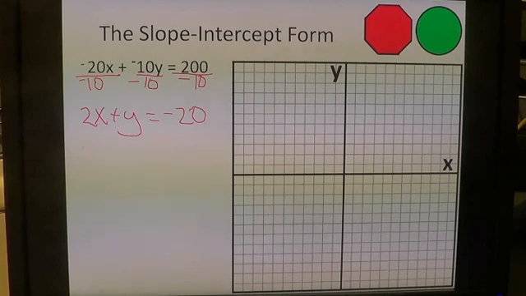And now I got a 2x that I need to move to the other side. It will become negative, so I have y equals negative 2x minus 20. And remember, that's just the same thing as the fraction 2 over 1. So I have a problem. My graph isn't large enough.